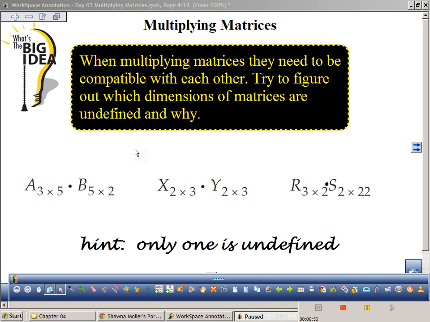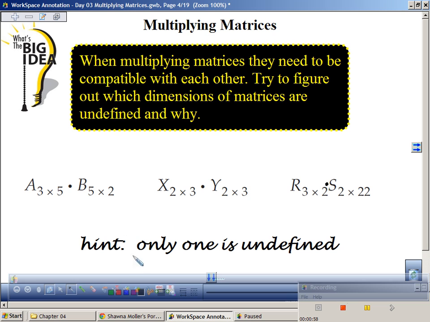Ryan, why are you saying it's the first and the third? Because A ends with a 5 and B starts with a 5, so they both have that 5, and then that one ends with 2. So the inner dimensions match. When I multiply these two matrices, I will get a 3 by 2. See how it's the outer dimensions? And when I do these, it'll be a 3 by 22. So it would be the middle.